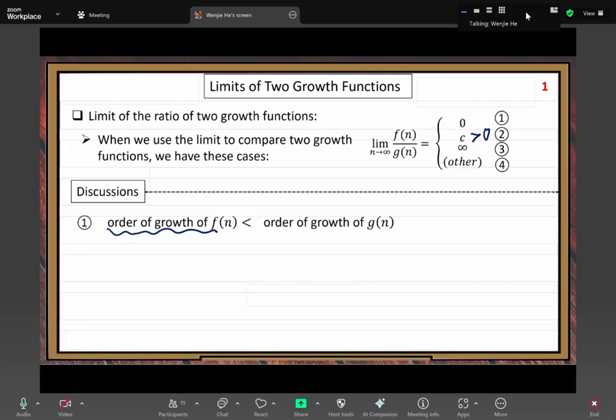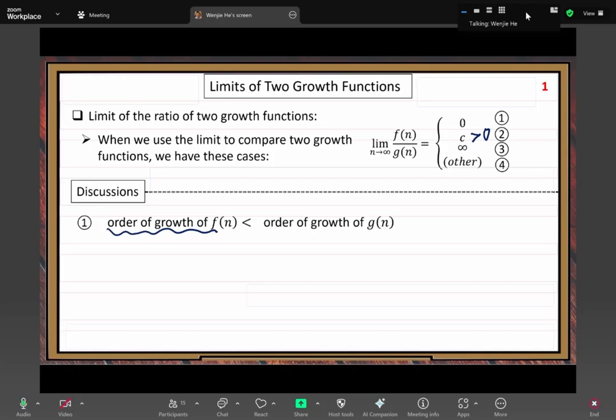You may ask me how to define order of growth. Usually there is no clear definition for this order of growth. People talk about it, but this concept is treated like some imaginary number. But I figured out there is some simple way we can use to define this concept. I will give you that later. Here, the order of growth of the f function is strictly smaller, not equal, we exclude the equal case, strictly smaller than the order of growth of the g function. So the limit zero tells us this information.